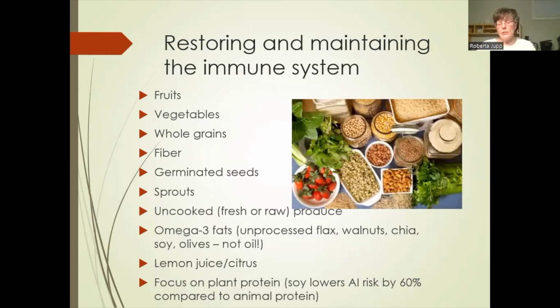Now this says soy lowers our autoimmune risk by 60%, but I just want to clarify that and say unprocessed soy. So if we have edamame, or if we have a soy milk, that's a lot better than some of these highly processed soy foods that have a lot of salt and a lot of fat and some of the other things that would promote inflammation. Or tofu, that's a pretty good choice too.